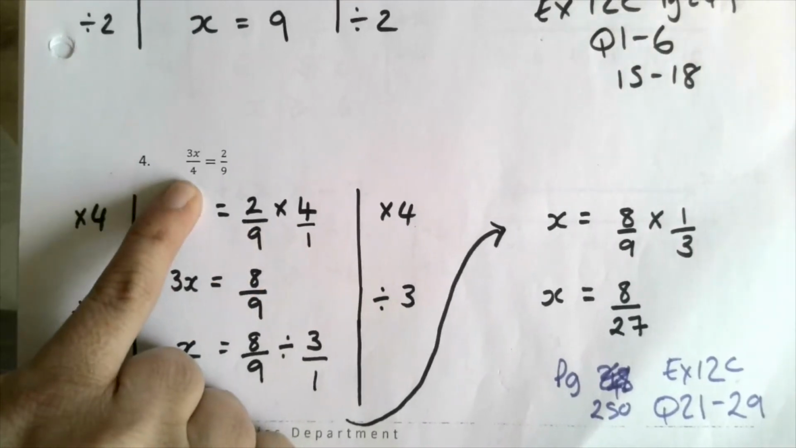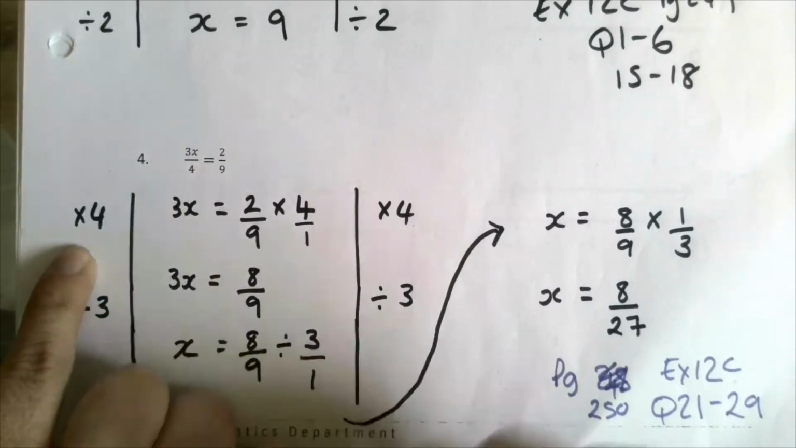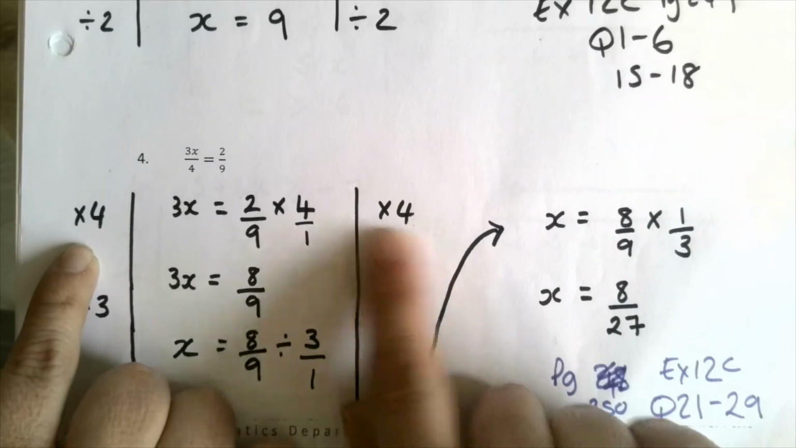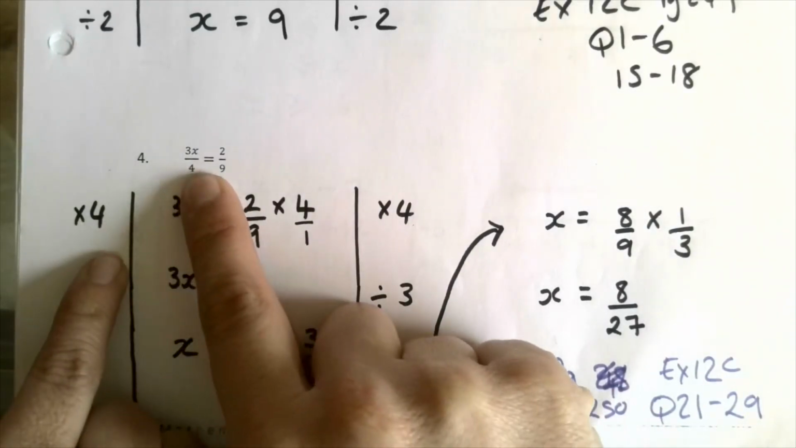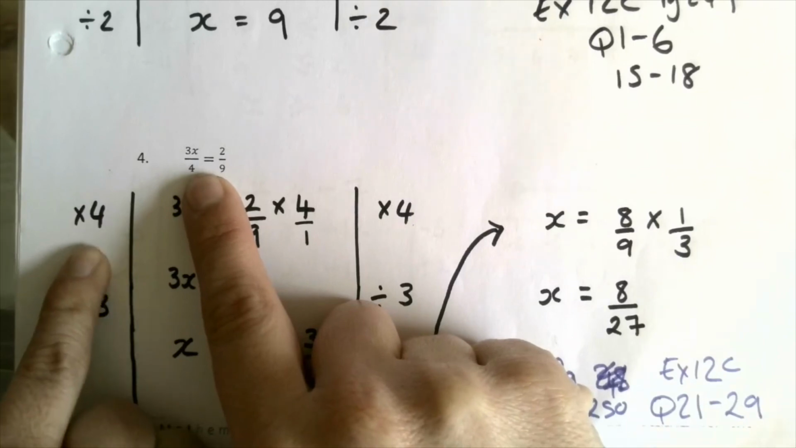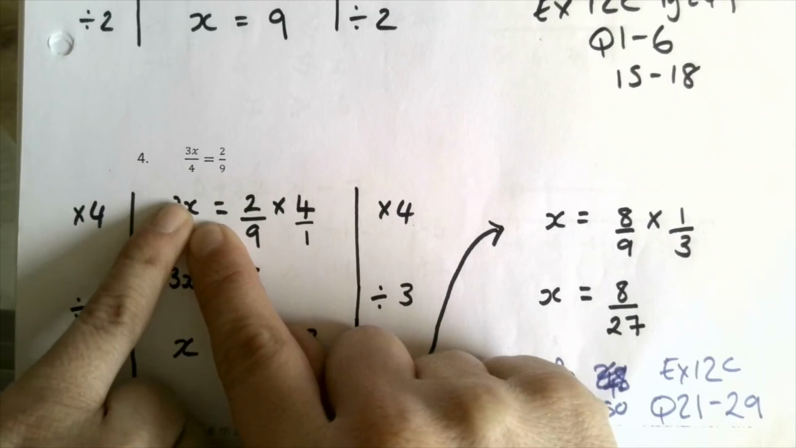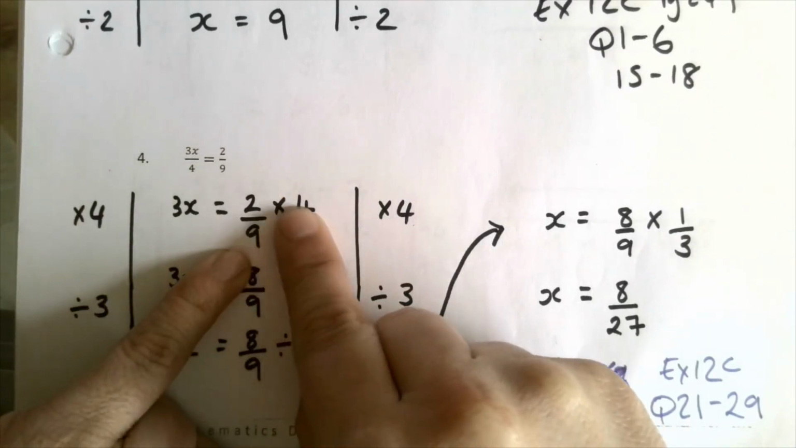So 3x over 4, first thing we need to do is get rid of this 4 in the bottom line. So we've multiplied both sides of our equation by 4. Now, this looks super confusing, but it's not. On my left hand side, I've got 3x over 4 and I'm multiplying by 4. So that just gets rid of the divide by 4, and I'm left with 3x. Now here I've got 2/9 and I'm multiplying that by 4.